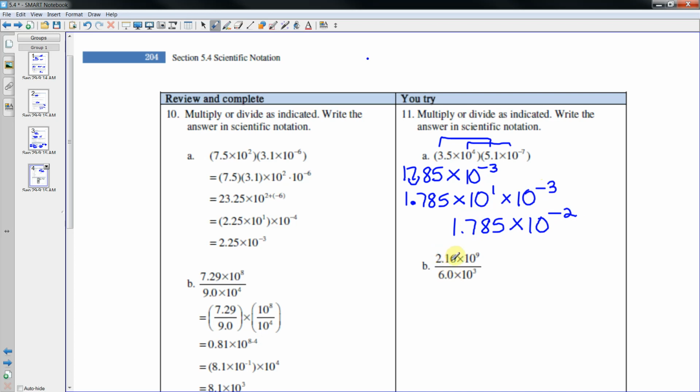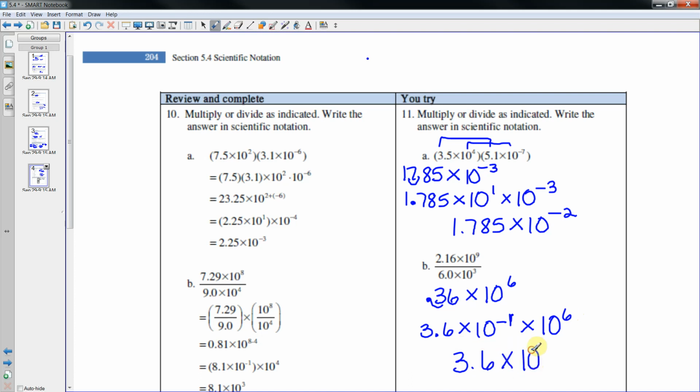Alright, last one. 2.16 divided by 6 gives me 0.36 times 10 to the... you need to subtract the exponents, 9 minus 3 is 6. So again, the 0.36, I need to change that to 3.6, and it was a small number, so it's times 10 to the negative 1, times my 10 to the 6th that I had in the original problem. So 3.6 times 10 to the 5th.